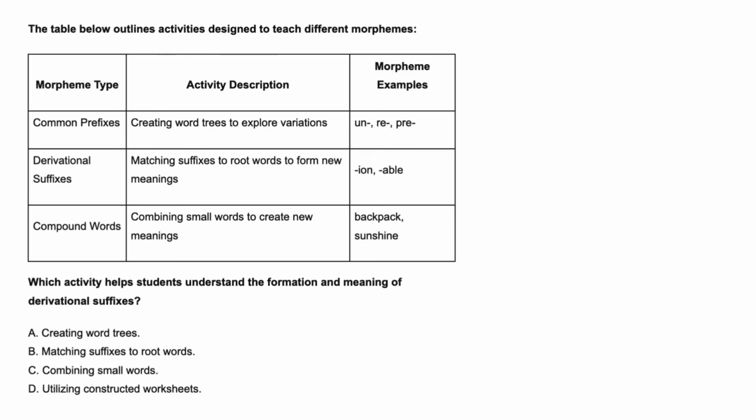The table below outlines activities designed to teach different morphemes. Take a look at the table, read the question, come back for the solution. Correct response, B. Matching suffixes to root words allows students to see how these suffixes change the meaning of the base words, enhancing their understanding of how derivational morphemes actually function.